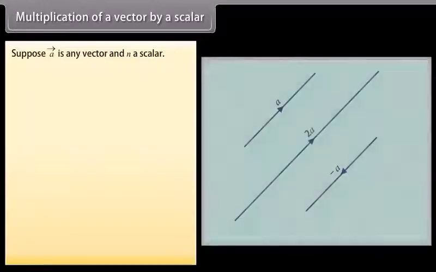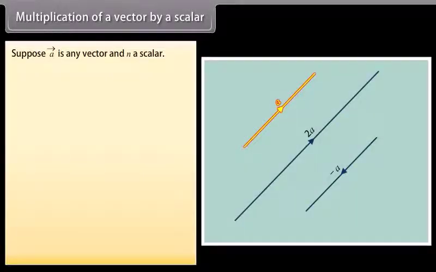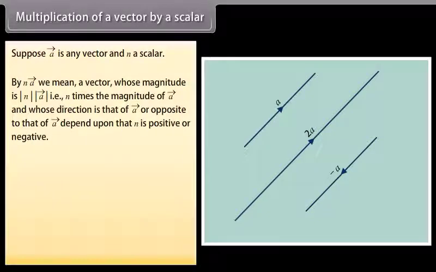Multiplication of a vector by a scalar. Suppose vector A is any vector and n a scalar. By vector nA we mean a vector whose magnitude is mod of n times mod of vector A, that is, the magnitude of n times vector A, and whose direction is that of vector A or opposite to that of vector A, depending upon whether n is positive or negative. If n is equal to 0, then 0 times vector A is equal to 0.